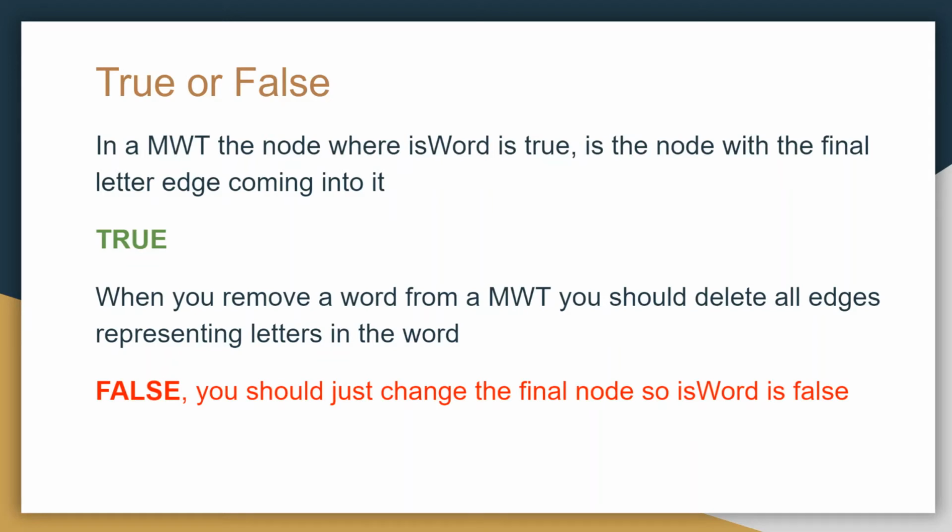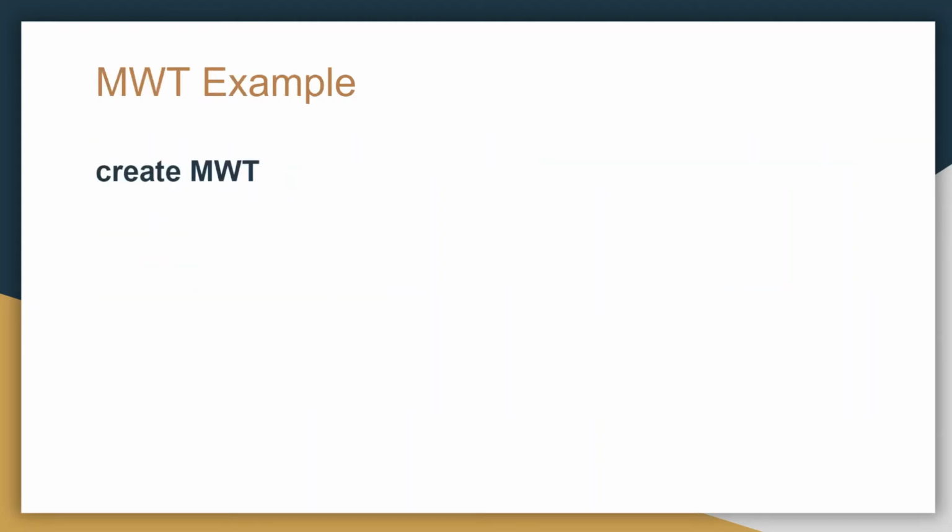The reason for this is if you think about it, if you have multiple shorter words that use the same letters, like card and car, and you decide to remove card, then you would actually remove letters that are required for another word in the multi-way trie.